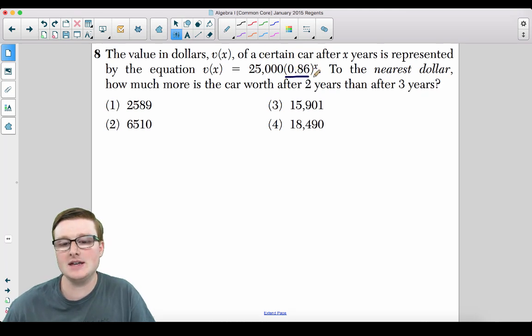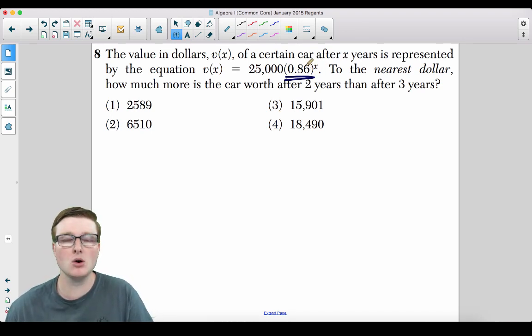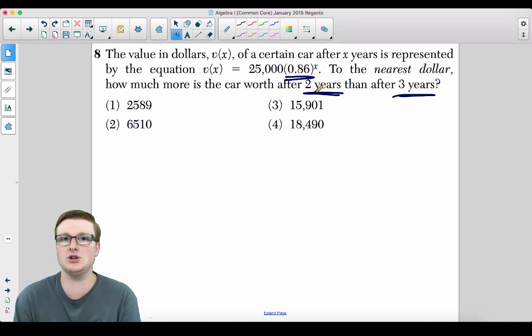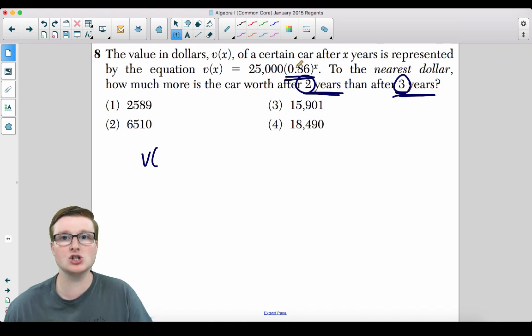Just by looking at it, and it's not really important, but understand that it is exponential decay, because most cars do depreciate over time unless you have a vintage car, then it appreciates. So it's asking you, how much more is the car in the second year than the third year? That basically means the second year is worth more than the third, of course, because I will be driving that for an extra year. So basically you're just going to take 2 and 3 and plug them into the function where x is.